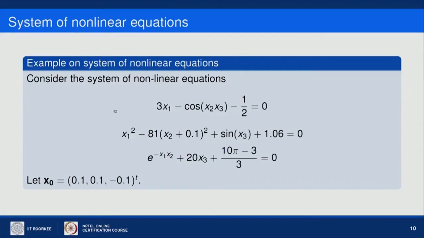So let us take an example of this system. Here we have three equations in three unknowns. The first equation is 3 times x1 minus cos(x2 x3) minus half equals 0. The second equation is x1 squared minus 81 times (x2 plus 0.1) whole squared plus sin x3 plus 1.06 equals 0. And the third equation is e raised to the power minus x1 x2 plus 20 x3 plus (10 pi minus 3) upon 3 equals 0. Note that each of the equations is a transcendental equation. The first has a cosine term, the second has a sine term, and the third has an exponential term.